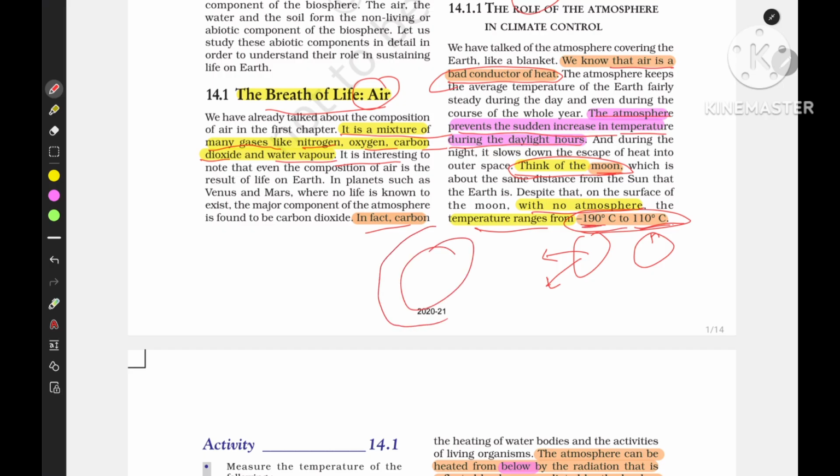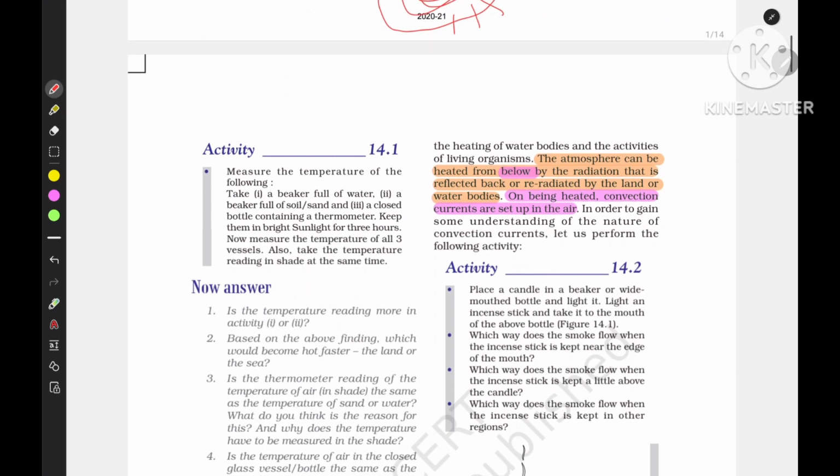In the case of Earth, due to the atmosphere, only a certain part of the heat comes in and only a certain part of the heat goes out. The overall temperature of the Earth remains in a good range, and this is very important for the survival of animals and life forms.